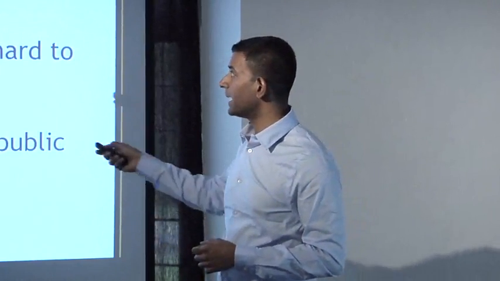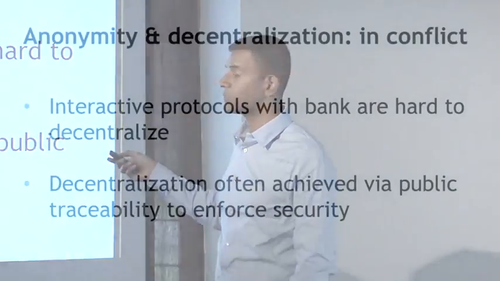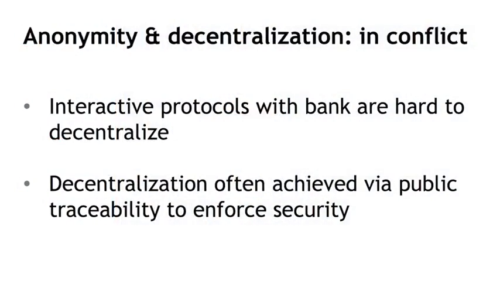But more generally, anonymization and decentralization, as we'll see repeatedly in this lecture, are in conflict with each other. There are at least a couple of reasons for this. One is that, as we saw in the last slide, often for anonymity, you might want to rely on certain interactive protocols with a bank in order to do some blinding, which we saw in blind signatures. That's where you get anonymity from. But how are you going to do that without a central bank to carry out that protocol with?